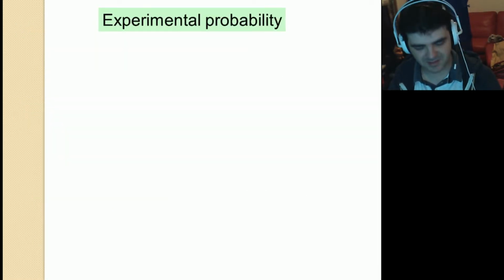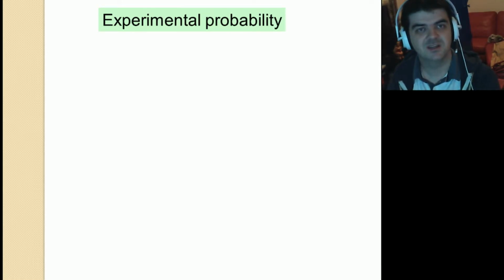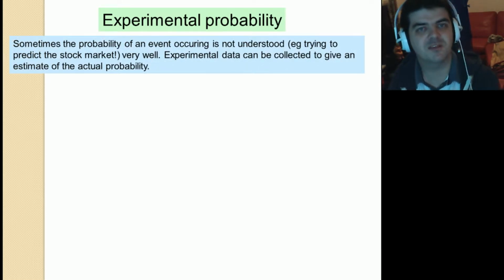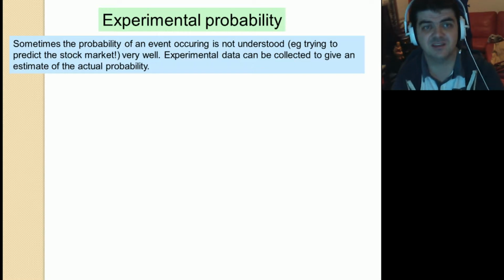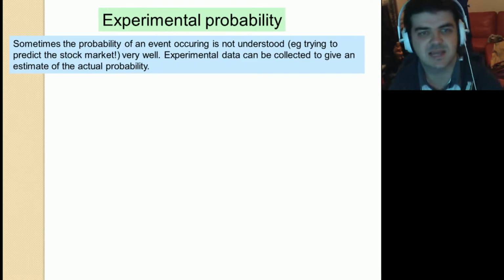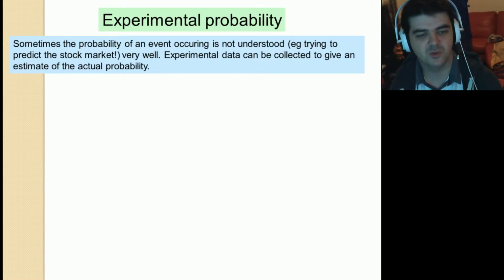Experimental probability. We're nearly there. Sometimes the probability of an event occurring is not understood, i.e. trying to predict the stock market. Experimental data can be collected to give an estimate of the actual probability. Think of this as the scientist. You've done a new type of experiment, and you want to use the results of that experiment to give a probability that it might happen again.